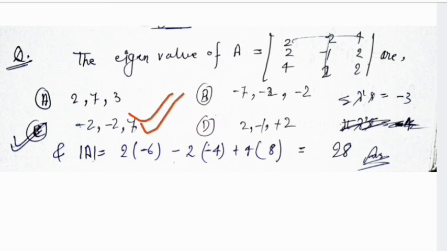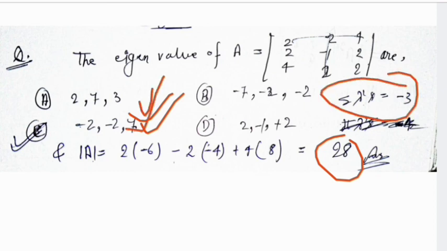minus 2, minus 2, and 7. So this is your correct answer. Why? Because after multiplying and determining these, we get 28, and after adding all these, we also get 3. So this is your correct answer. Plus 3 is the sum of all the lambdas.